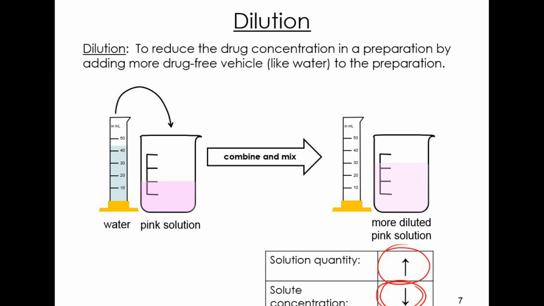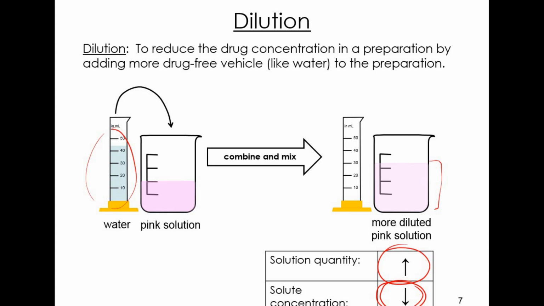Adding water to a drug solution is one example of dilution. So this water being added to the pink solution increases the total volume and decreases the concentration of the pink chemical in solution. It's like adding water to your orange juice. You increase the total amount of orange juice, but the result is weaker and may not taste as good.